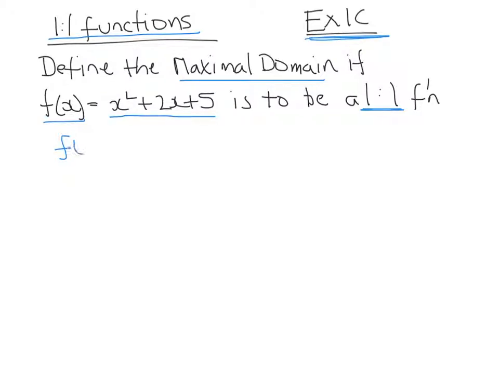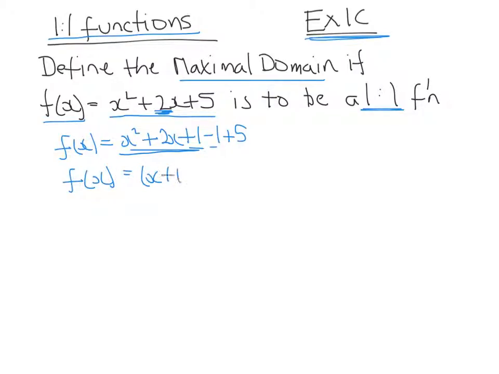So if we said f of x is equal to x squared, now what I'll do is I'll complete the square. So look at the number in front of the x, that's 2x. Half that 2 is 1, 1 squared is 1. So I'll complete the square, putting in a plus 1 and then a minus 1. Now, these three become a perfect square. So this will be x plus 1 all squared, and minus 1 plus 5 is plus 4. So my turning point will be at minus 1, 4.